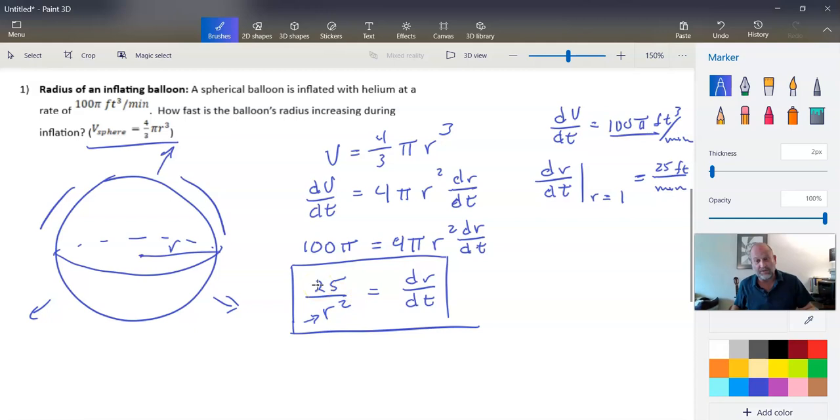Other than that, it's actually pretty straightforward. Well, the devil's in the details. These always give people trouble. So let's go ahead and take a look at the next one.